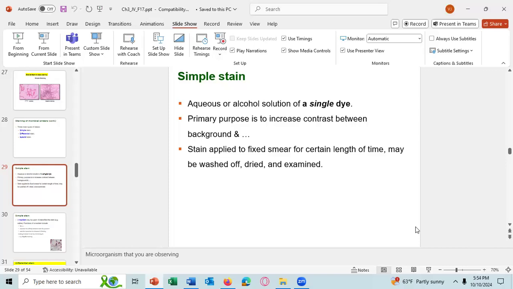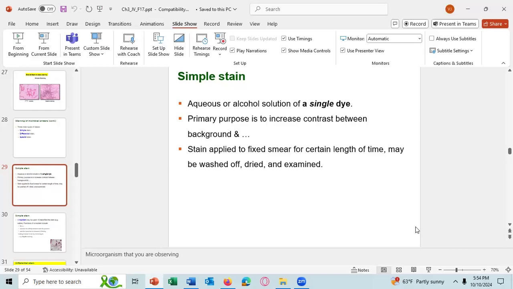Normally, when we are staining the cells, the stain will be applied to a bacterial smear. So you have to make the bacterial smear before you stain the cells. You then put the stain on for a certain length of time. It may be washed off. The cells may be dried and then usually heat fixed and then examined.